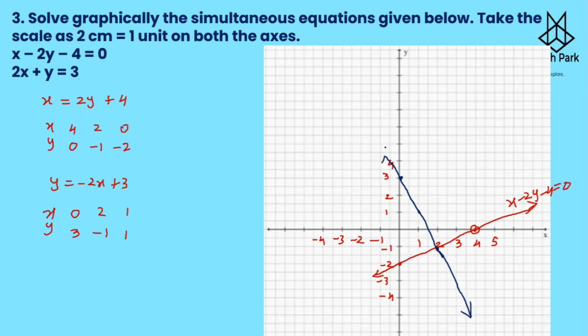Do not forget to have the arrows on the line, and the equation of this line is 2x plus y is equal to 3. Okay, so solve graphically. Where the lines meet is the solution. So your solution set is 2 comma minus 1, or you can say x is equal to 2 and y is equal to minus 1. Understood?